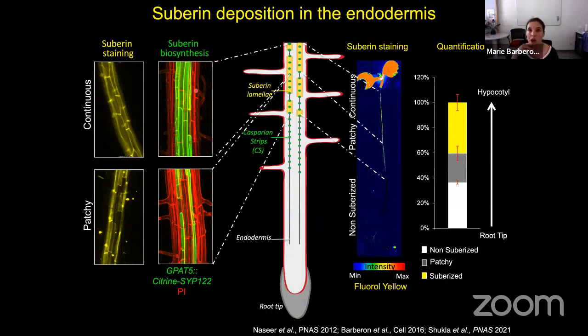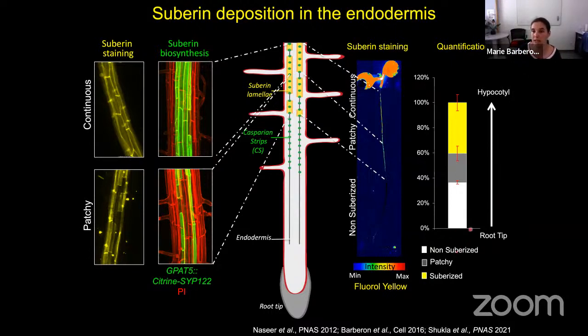So we do some tiling microscopy where every tile is at very high resolution, and we can reconstitute the whole plant, which means that we can have an overview, but we can also zoom in on our picture and get information about the patterning at the cellular level. And this allows us to do semi-high throughput quantification of suberin deposition along the root.